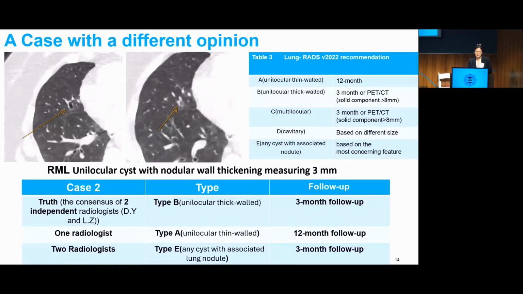Here is a case with different opinions. It's a right middle lobe unilocular cyst with nodular thick wall thickening measuring 3 mm on the bottom. The truth is type B, unilocular thick wall. It takes 3 months follow-up based on the Lung-RADS recommendation. But one radiologist selected type A, unilocular thin wall, which takes 12 months follow-up. Two other radiologists selected type E, any cyst with an associated nodule. It takes 3 months follow-up and changed the follow-up time.